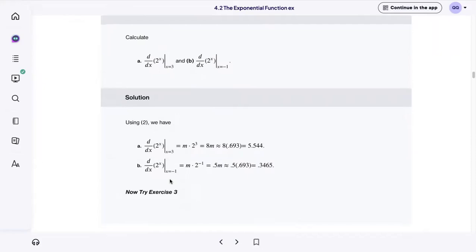Let's see these two examples. So we want to calculate. For now, when we deal with 2 raised to x, we use m to be approximately 0.693. We use this value. Right? So we just take 2 raised to 3. We want to evaluate when x equals 3. We just evaluate. Right? We get 5.544. If x equals -1, we have 2 raised to -1, which is half, then multiply by this number, 0.693, and we get 0.3465.